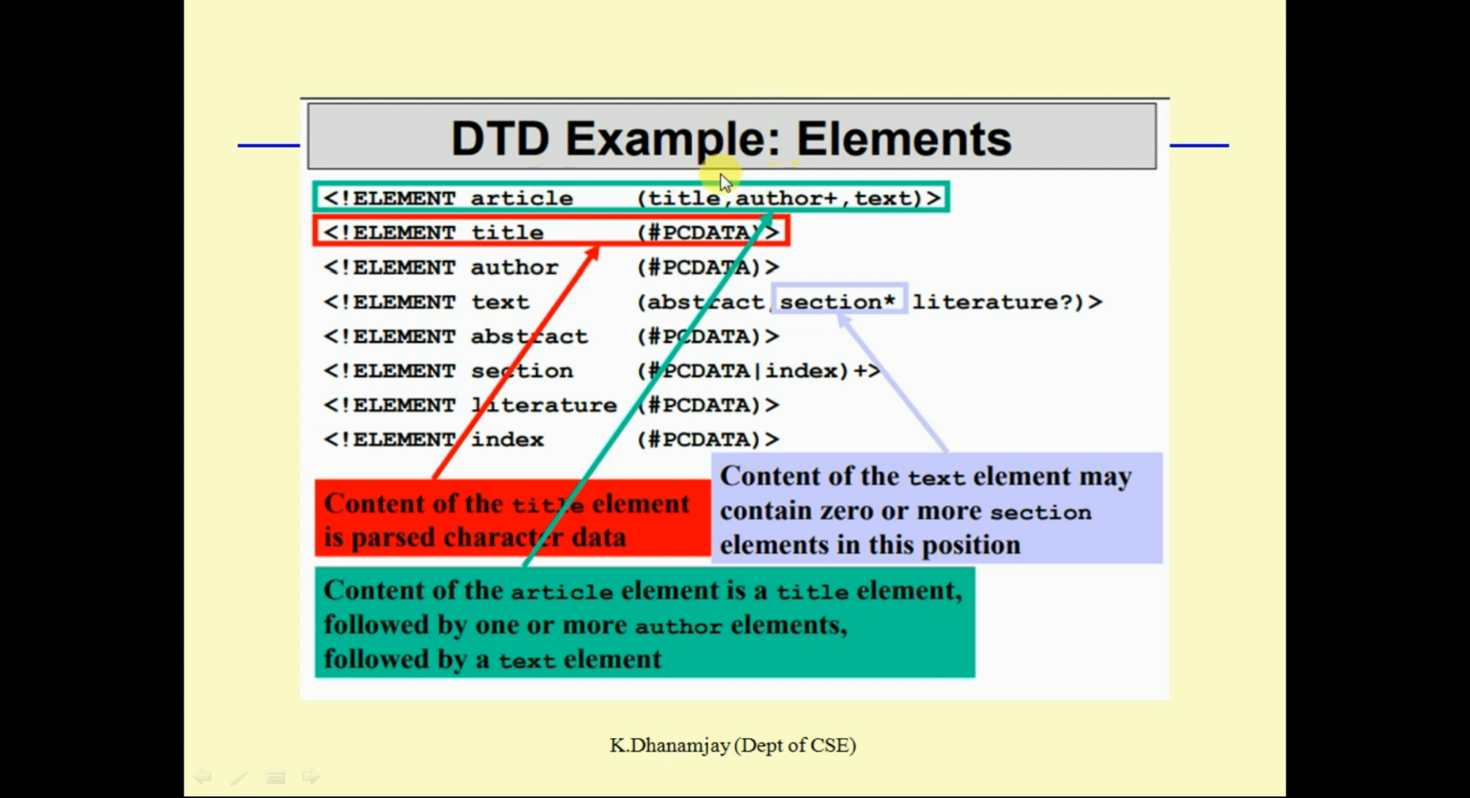So here, whatever I specified in an article has a title element, followed by one or more author elements, followed by the text element. So author plus indicates one or more author elements, and here star indicates zero or more section elements, and this #PCDATA refers to parsed character data, which has the content.